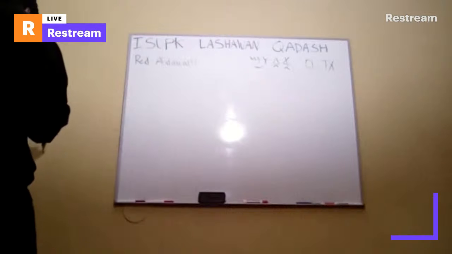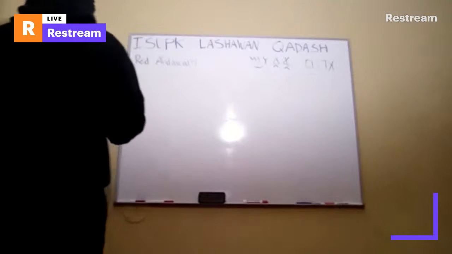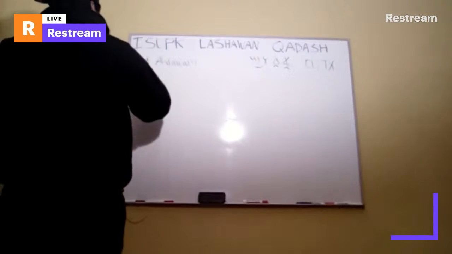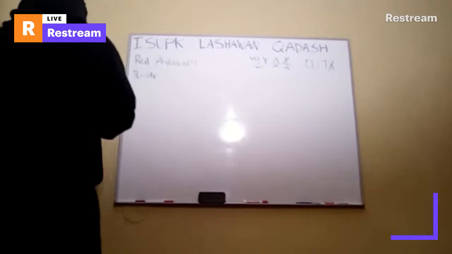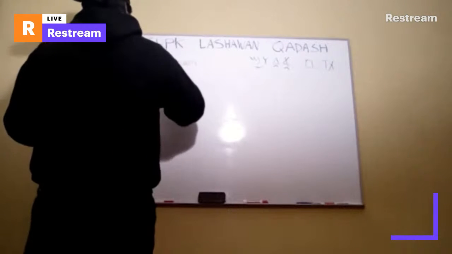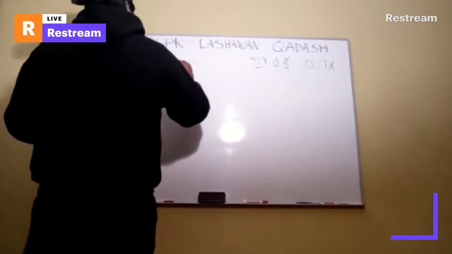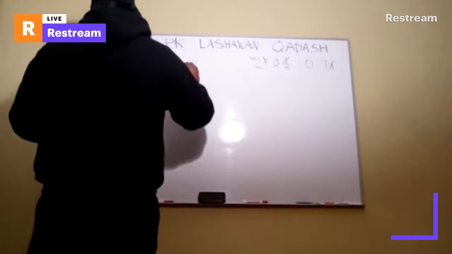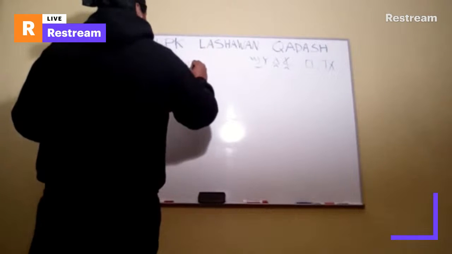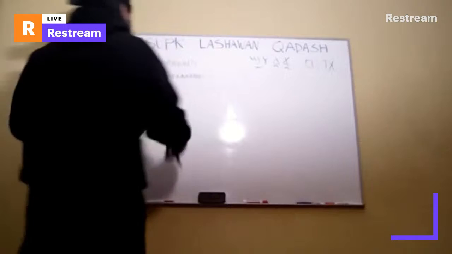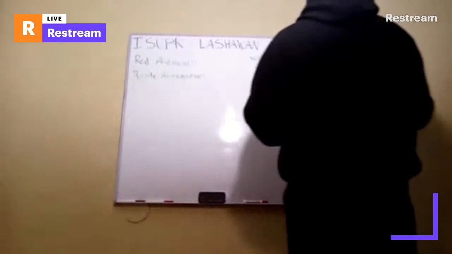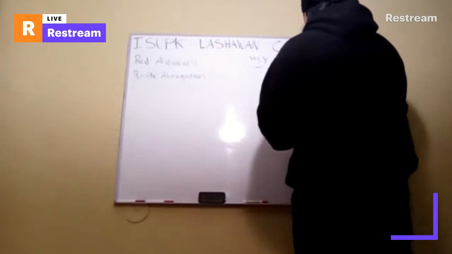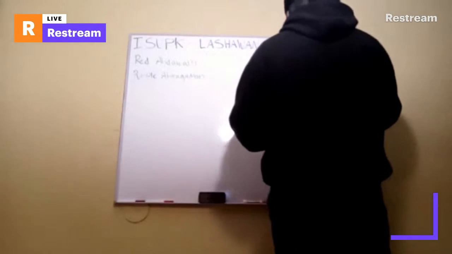Next, we have purple or Aragamine and the Lachlan Kodash. Purple Aragamine. Brown.